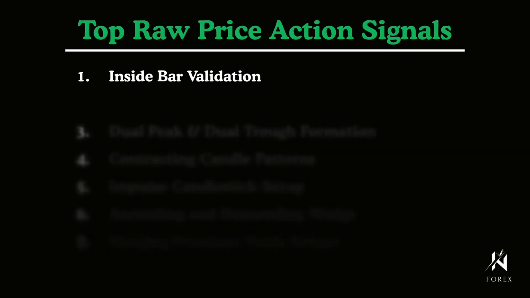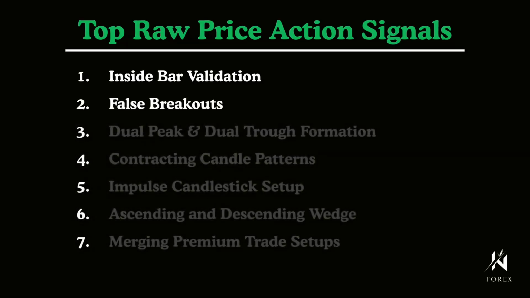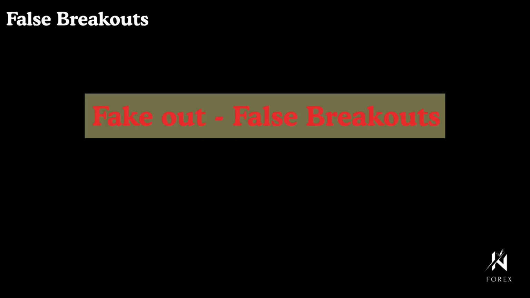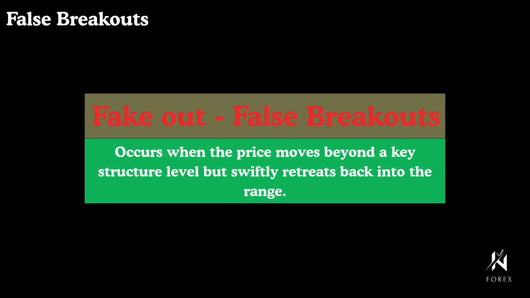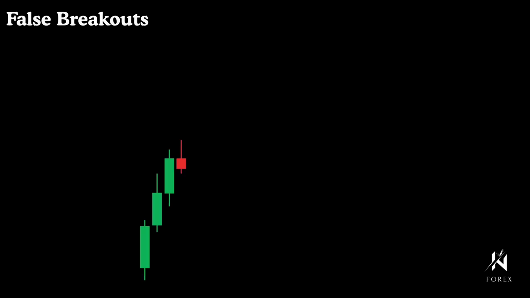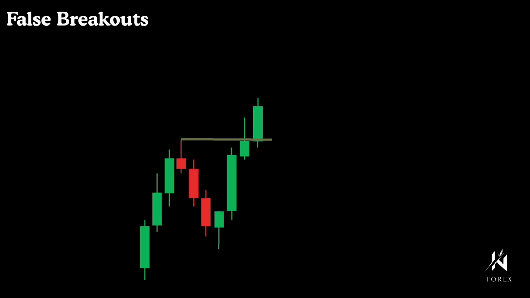Now let's head over to the second signal, false breakouts. A fake out, also known as a false breakout, occurs when the price moves beyond a key structure level but swiftly retreats back into the range. For instance, during an uptrend, if the price breaks above a resistance level and later comes back to that zone, the resistance turns into support and a rejection is anticipated.